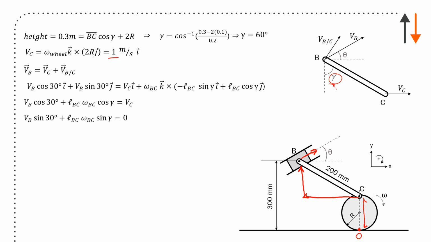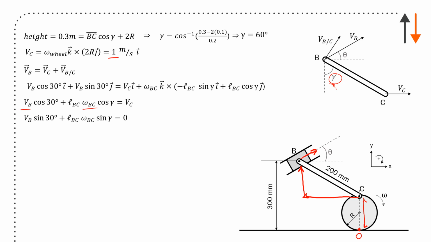Substituting in terms and separating out the i and j components, I get velocity of B cos 30 plus LBC omega BC cos lambda equals VC, and VB sin 30 plus LBC omega BC sin lambda equals 0. So I have two equations, two unknowns. Those two unknowns, of course, are velocity of B and omega BC.